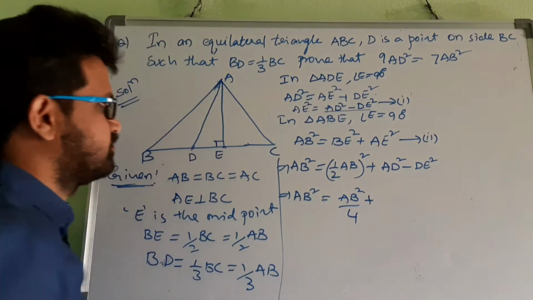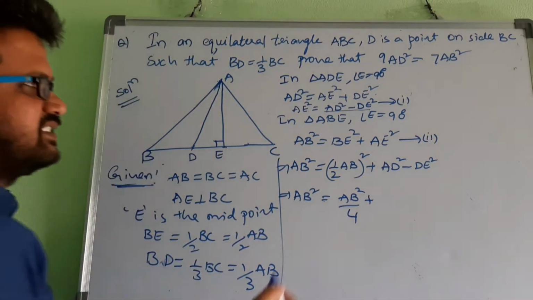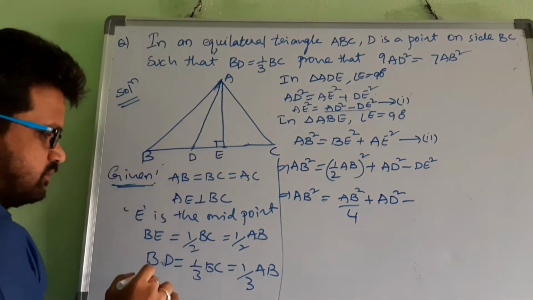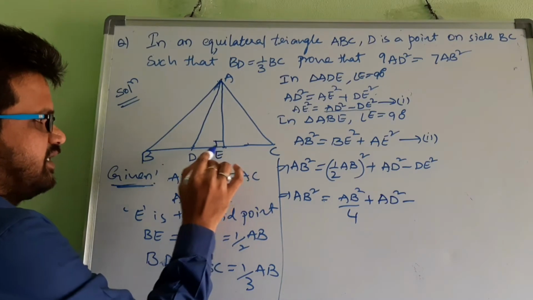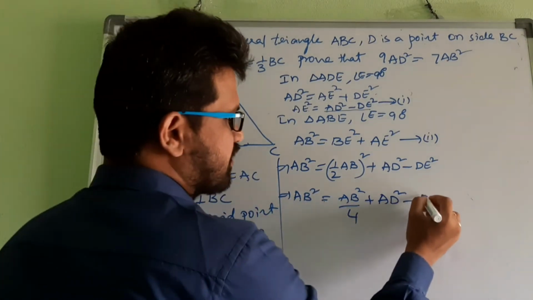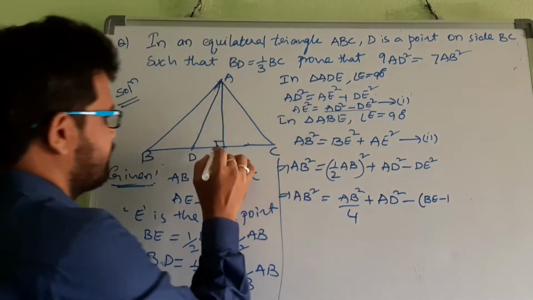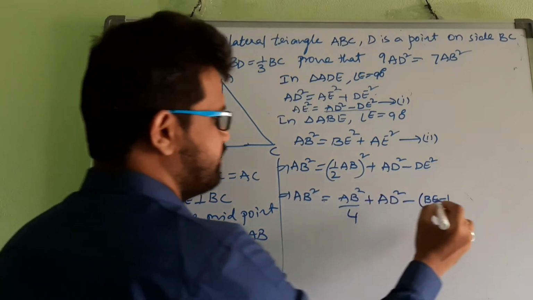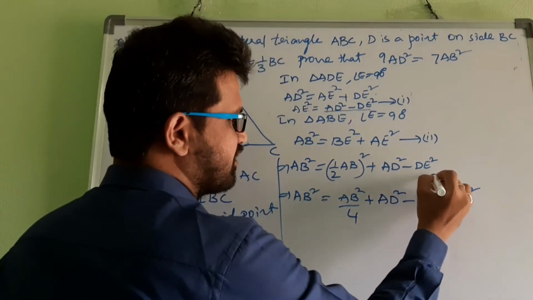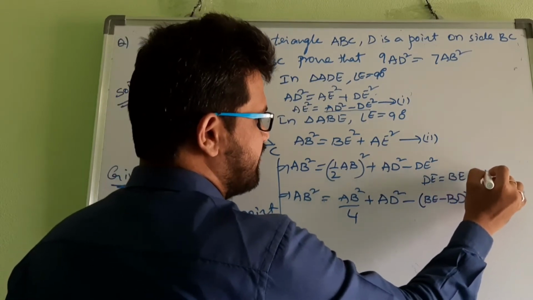And AD, we write as it is, because we need AD. And DE we can write as BE minus BD, whole square. Okay, DE is nothing but BE minus BD.